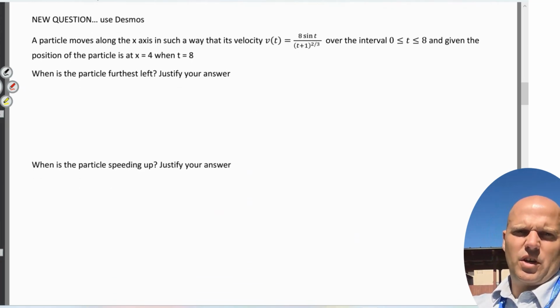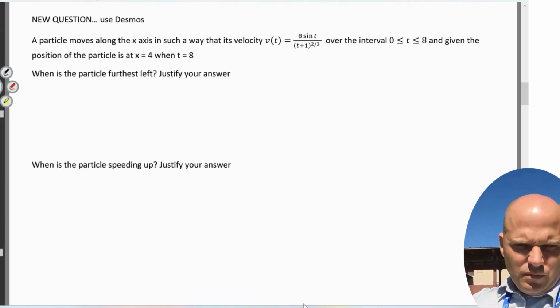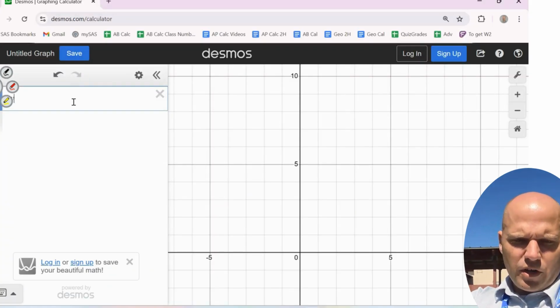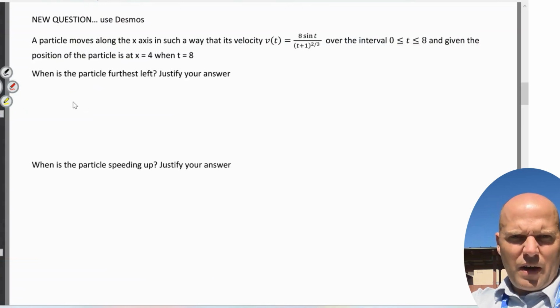All right, the other type of question was a Desmos question. It's when you're given the equation of the velocity and you do all your work. So we're going to graph our velocity. We're going to graph it over an interval.